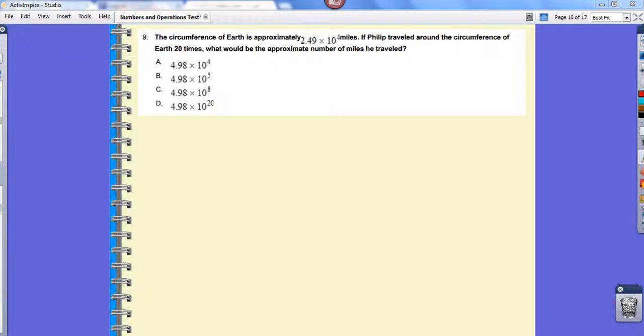All right, the circumference of Earth is approximately 2.49 times 10 to the fourth miles. If Philip traveled around the circumference of the Earth 20 times, what would be the approximate number of miles he traveled? A couple different ways we can do this.